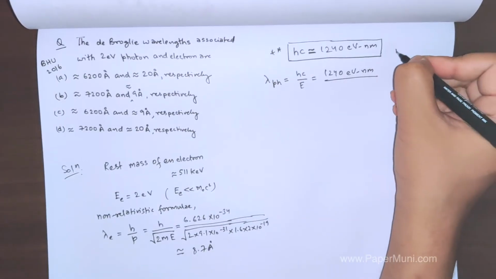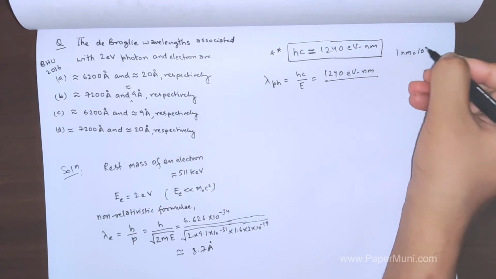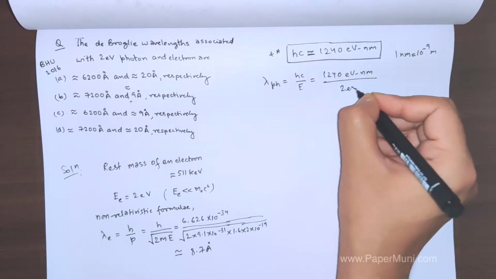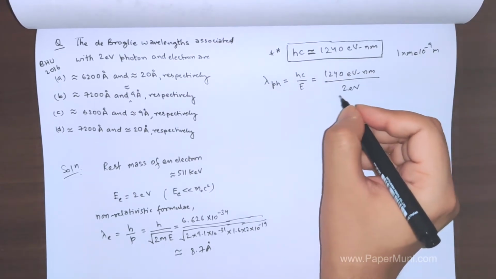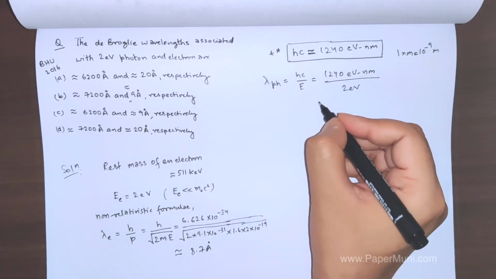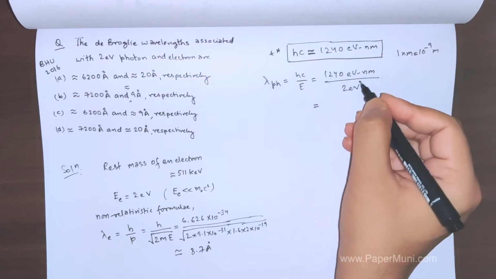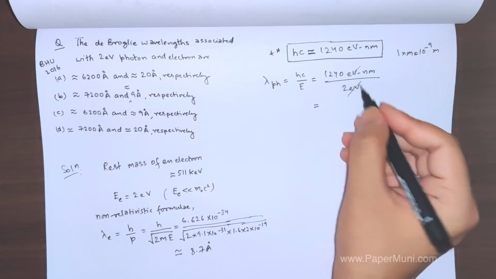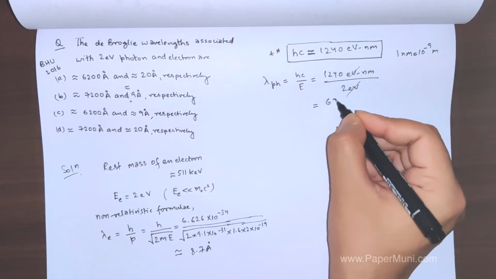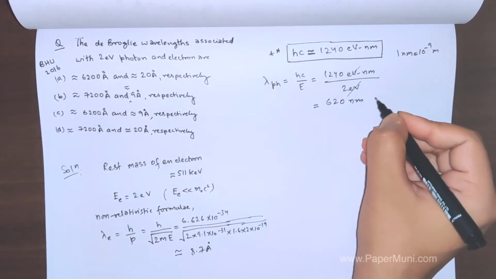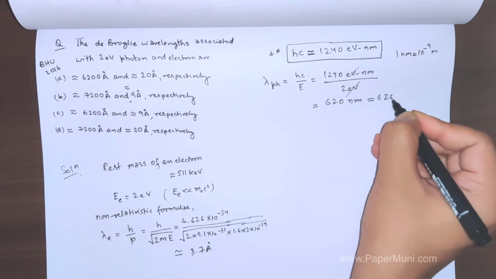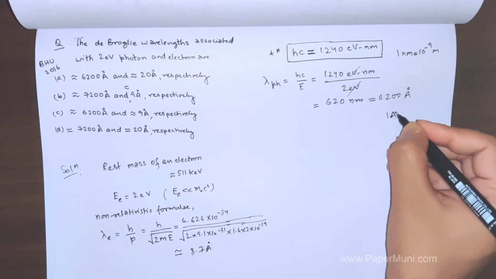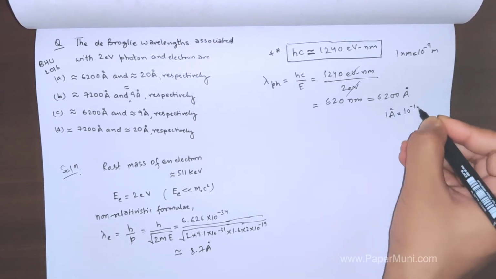Now, 1 nanometer is how much? This is 10 to the power minus 9 meters. So remember that. See, this is very easy to see: the electron volt gets cancelled here, and you're left with the numerical value, which is 620 nanometer, or you can write this as 6200 angstrom. You know, 1 angstrom is how much? This is 10 to the minus 10 meter.